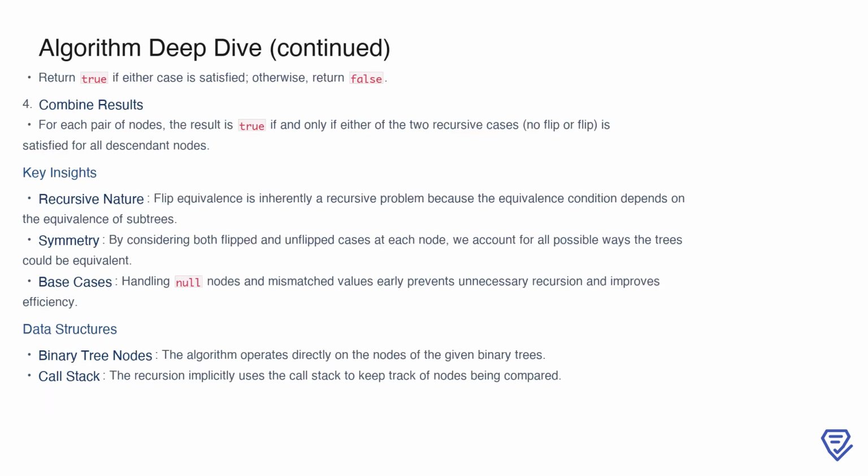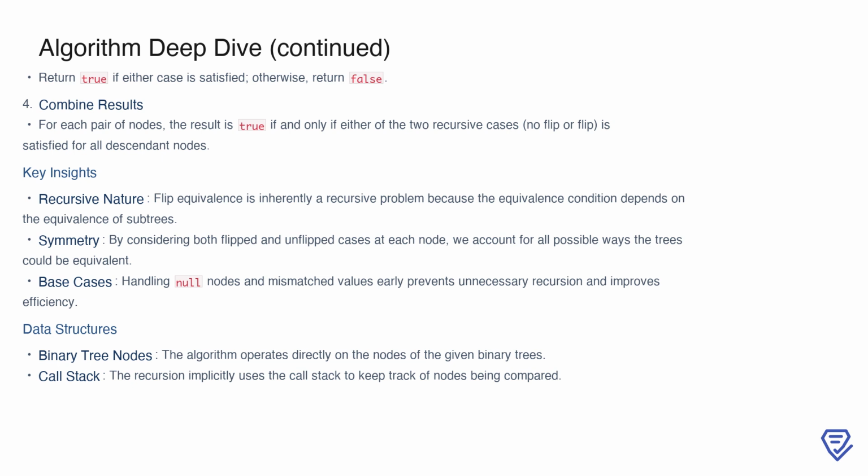If either the unflipped or flipped comparison returns true for a pair of nodes, we can conclude that the current nodes are flip equivalent. Otherwise, we return false. This logic extends recursively to all descendant nodes. To combine the results, we apply the same process at every level of the tree, ensuring that equivalence is maintained across all subtrees. Now, there are some key insights to highlight about this approach.